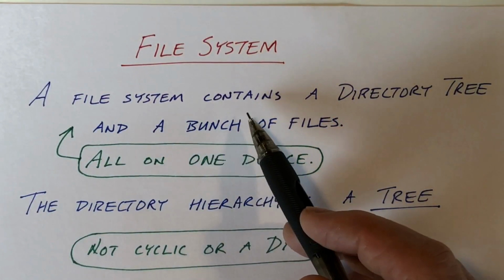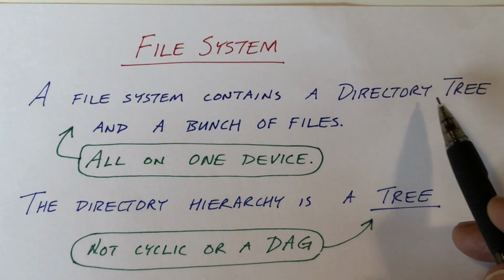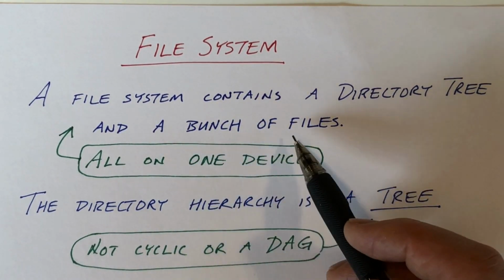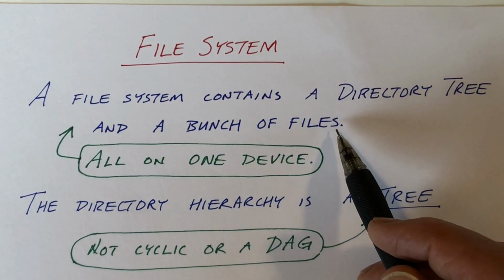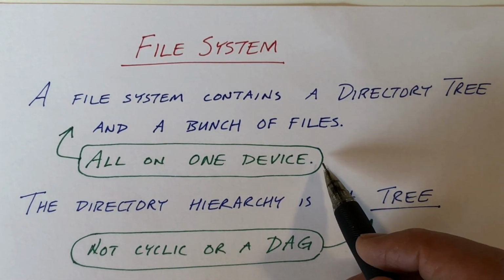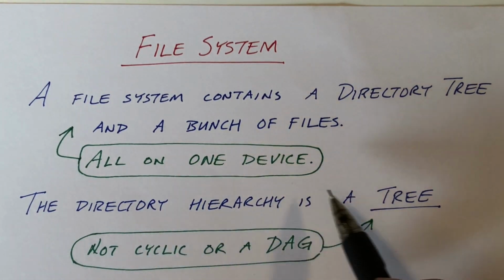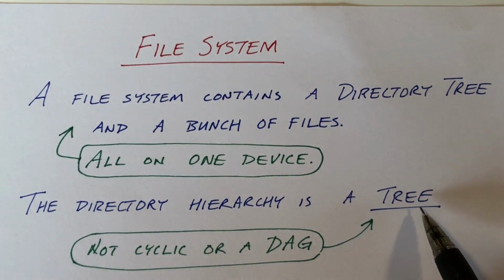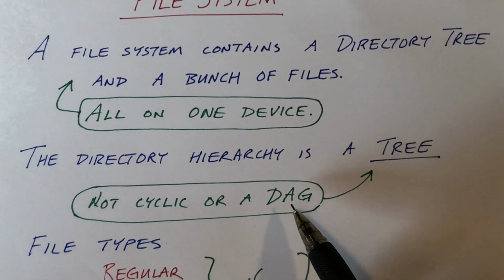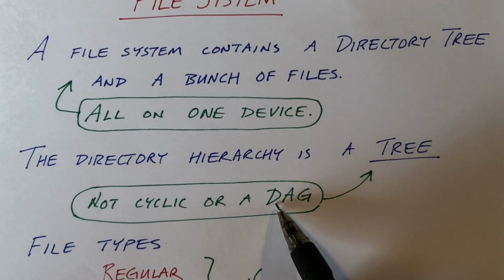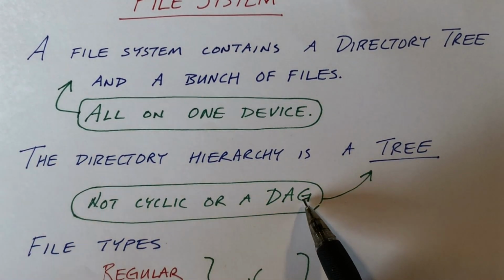A file system contains a single tree of directories, as well as a bunch of files that are located in those directories. And all of these are on one single device, like a disk or a USB drive. The directories are organized as a tree. That is, there are no cycles, and it's not a DAG. A DAG is a directed acyclic graph.